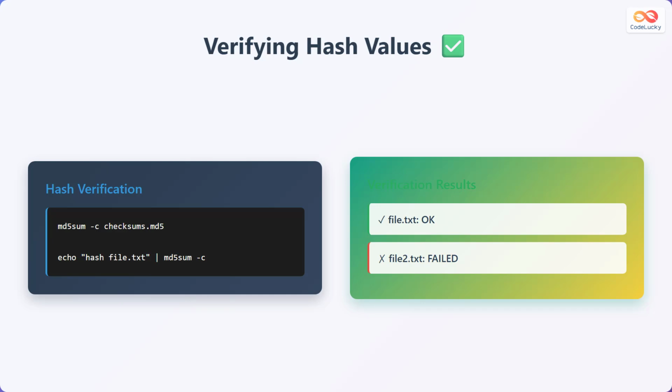MD5 can verify file integrity by comparing current hash values with previously stored ones. The md5sum command with the -c option reads hash values from a checksum file and verifies them against the current files. You can also pipe a hash and file name to md5sum for individual verification. The verification process returns specific results. Files that match their expected hash show OK status, while files that don't match display failed status. This verification process is essential for ensuring data integrity and detecting any unauthorized modifications.